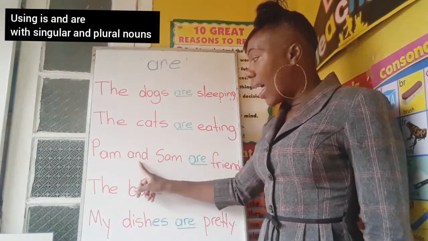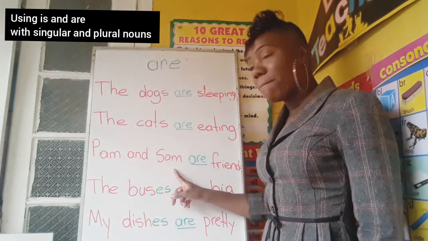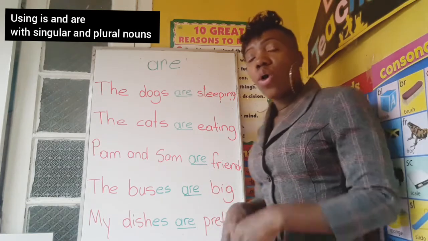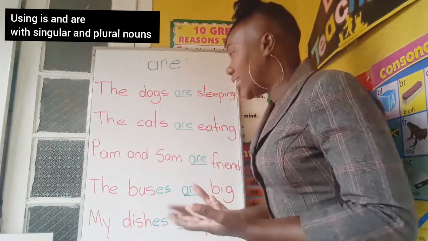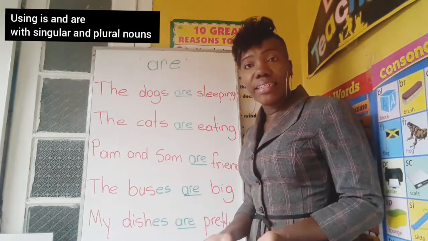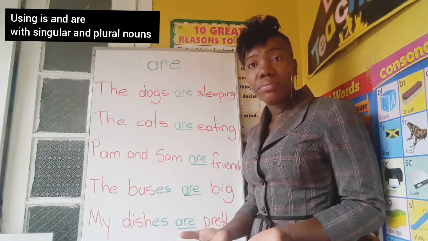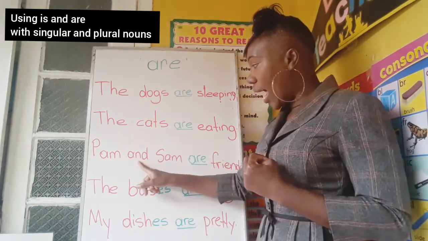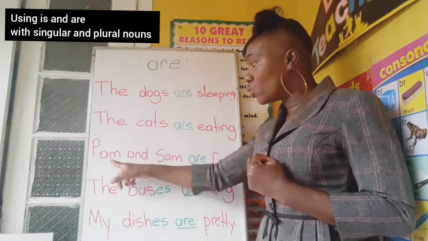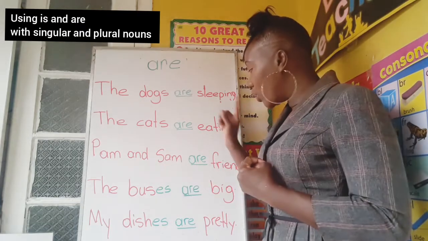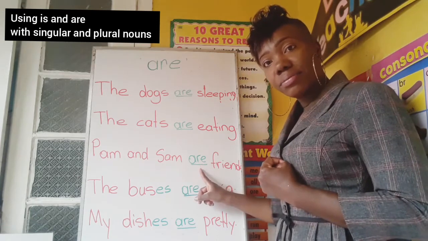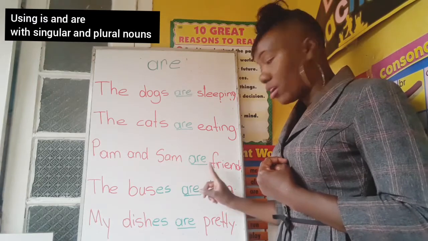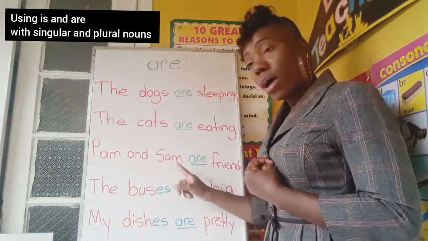Pam and Sam are friends. Now, who is the sentence talking about? Who are in the sentence? How many people? Two. Who are they? Pam and Sam. So it's two nouns, more than one. So we use the word are. Pam and Sam are friends. It's more than one.